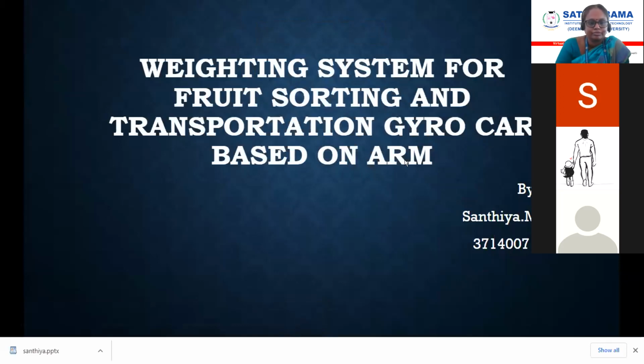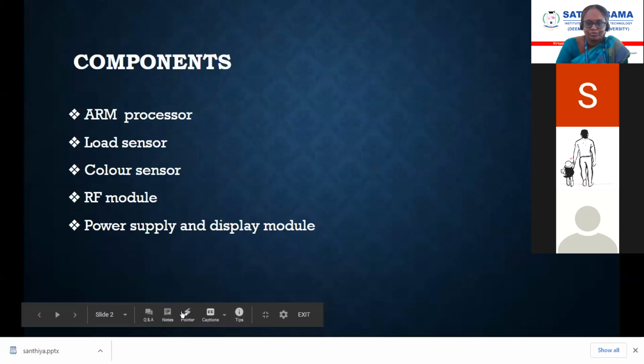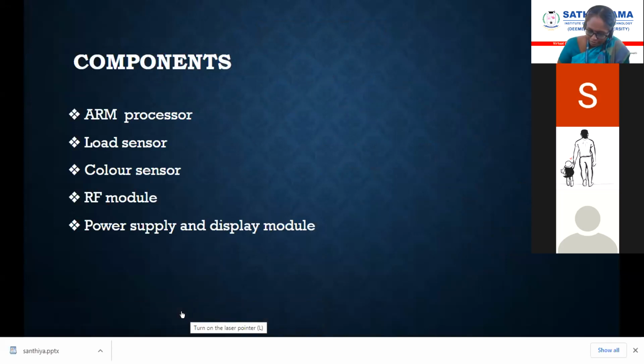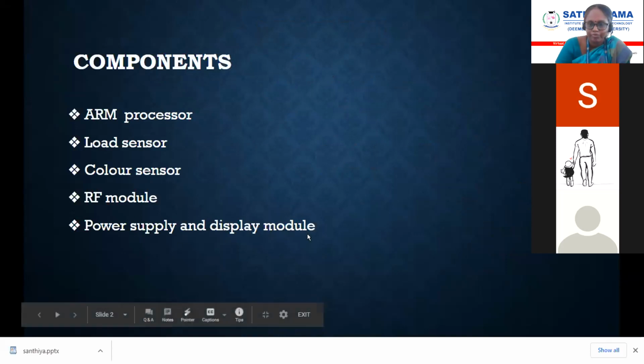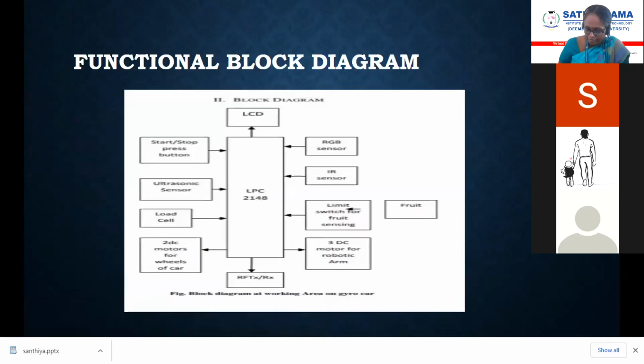Good morning to everyone. I am presenting a weighing system for fruit sorting and transportation car based on an ARM processor. We use the automatic fruit transportation car to work in the economic forest. The components are the ARM processor, load sensor, color sensor, RF module, power supply and display module. Here is the block diagram. Working principle.